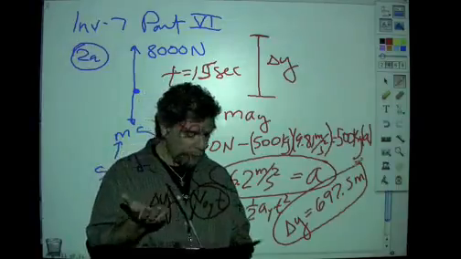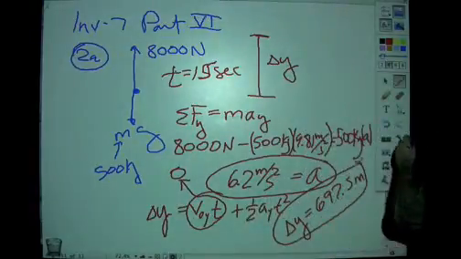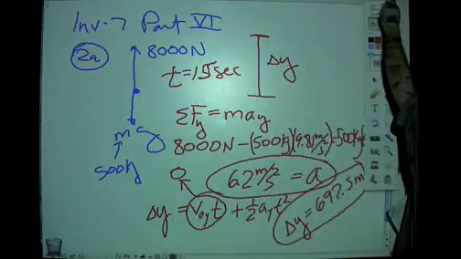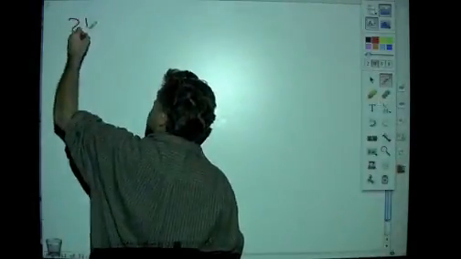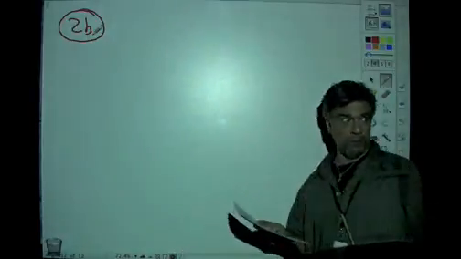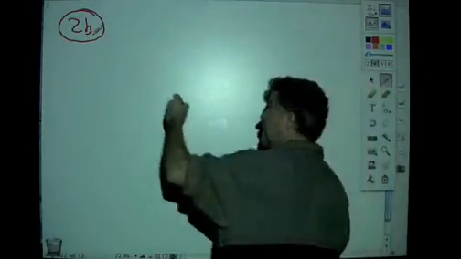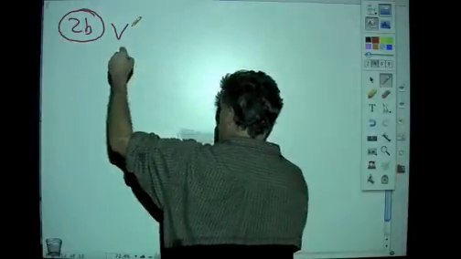Okay, now part B asks for the rocket's upward velocity at the time the engine shut down. So how fast is it going now? Let's go to the next page. So 2B, how fast is it going at that point? Now which orange mirror do I use? Third. I could use third. Yeah, third is what I did here.